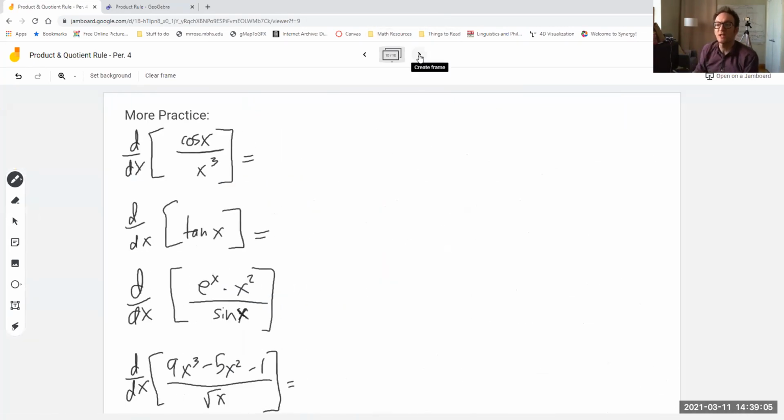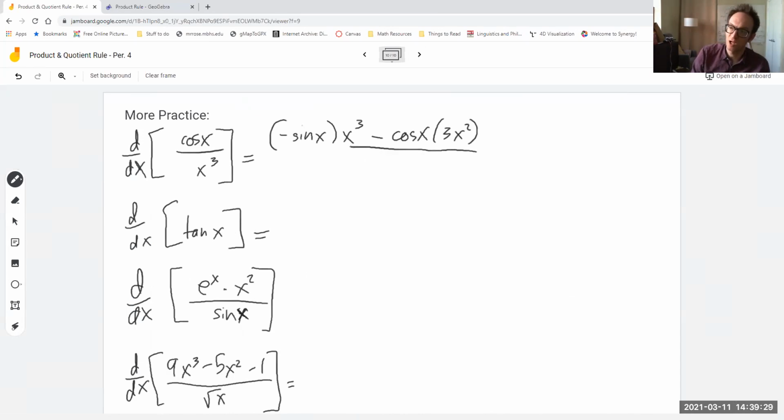Okay, last couple minutes of class. Let's do two examples. The derivative of cosine x over x cubed. Well, it's the derivative of the top, negative sine, times the bottom, x cubed, minus the top, times the derivative of the bottom, all over the bottom squared. Derivative of the top times the bottom minus top times the derivative of the bottom.